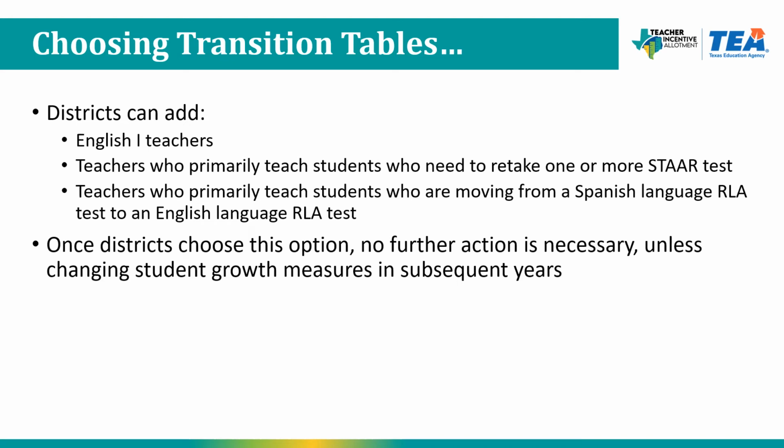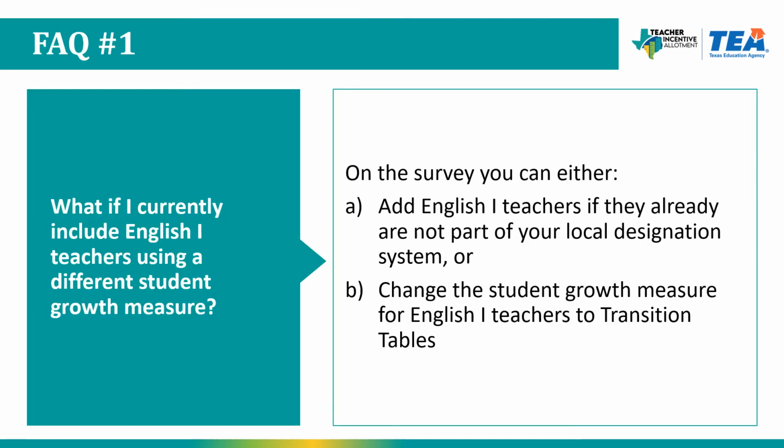Once districts have chosen this option, no further action is necessary. A new application does not need to be sent to TIA, and the change will be permanent. If a change from this system needs to happen in the future, then an expansions modification application would need to be filled out. Let's look at this frequently asked question.